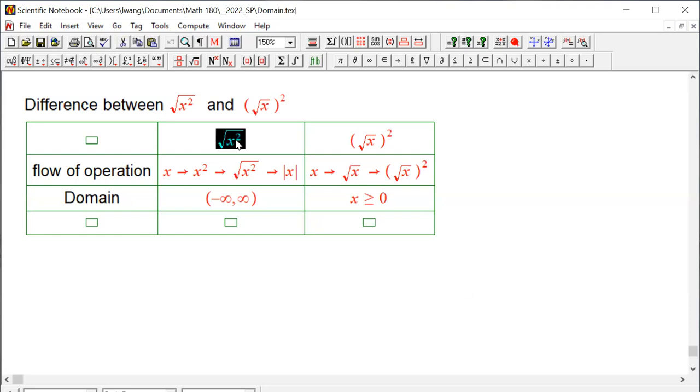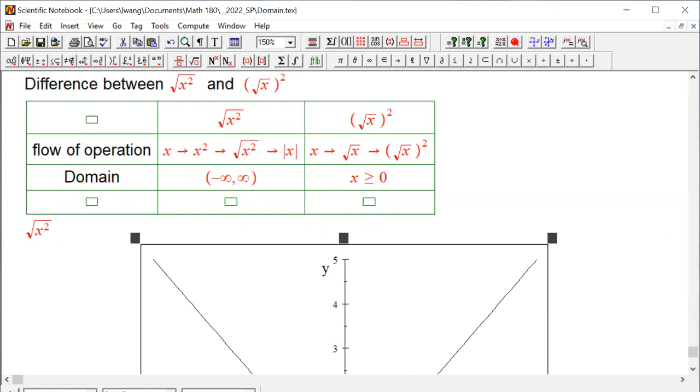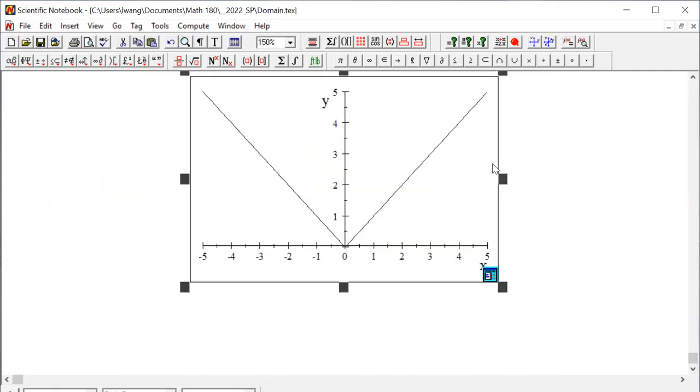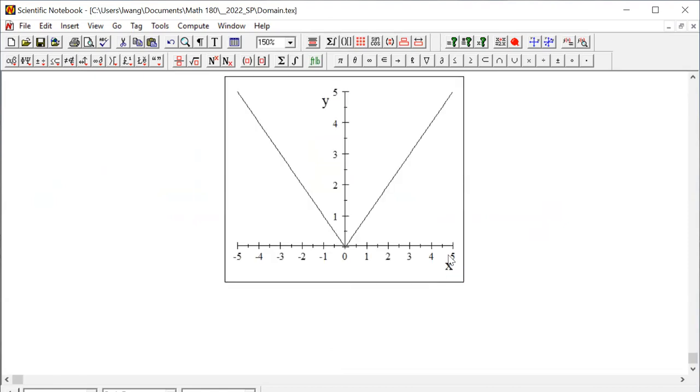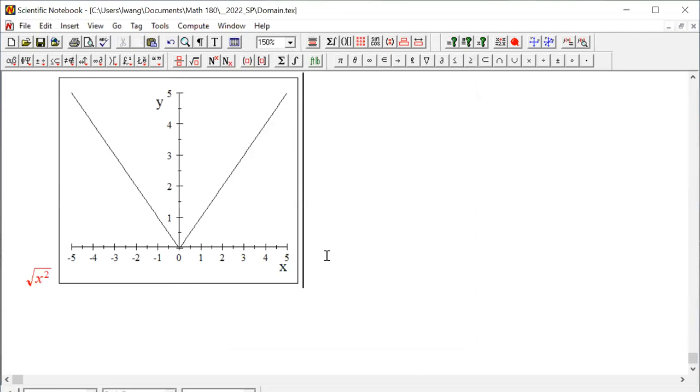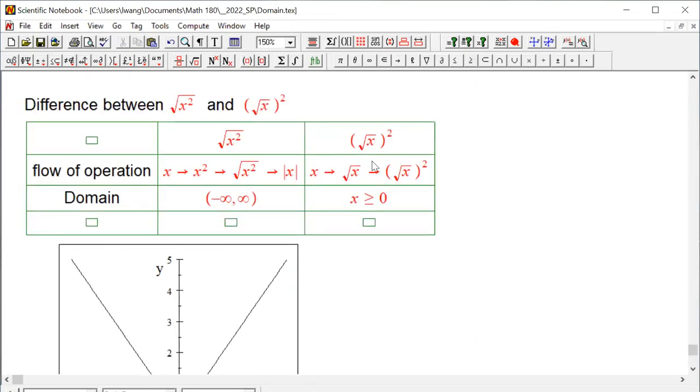The other thing I find interesting is that maybe we should look at the graphs, to give you an impression. We're going to look at the graph of each. This is the graph of the square root of x squared, right here. How about this one? Look at this graph.